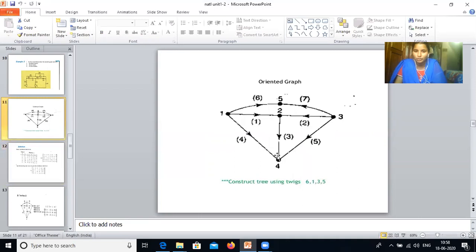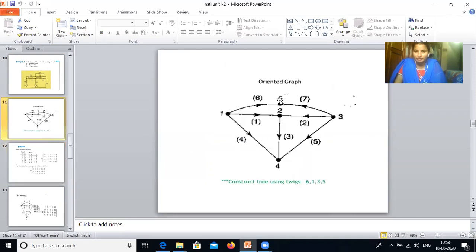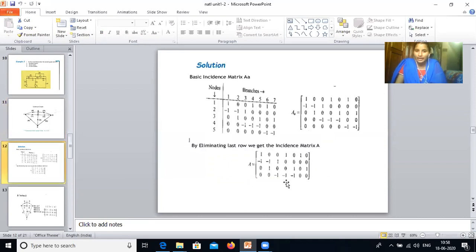And for the fourth node, 4 is entering, 3 is entering and 5 is entering. So 3, 4, 5 will be equal to minus 1. And for the fifth node, only 2 branches: 6 is entering and 7 is also entering, and all the remaining will be equal to zeros.